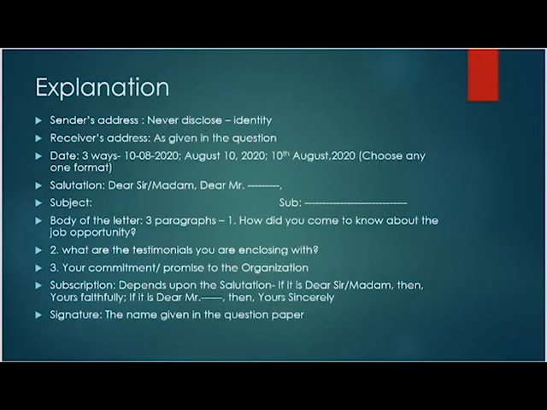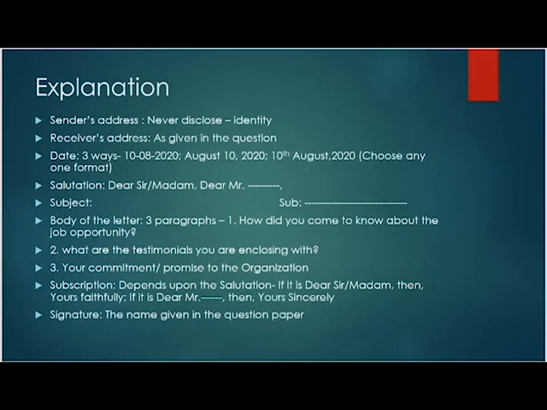Now, the sender's address. The sender's address, you don't have to disclose your identity. Don't give your name, don't give your home address or your college address. Okay? The name and the address would be given in the question paper. In case it is not given, you have to give a fake address. Next, you have the receiver's address. Again, the receiver's address will be provided in the question.